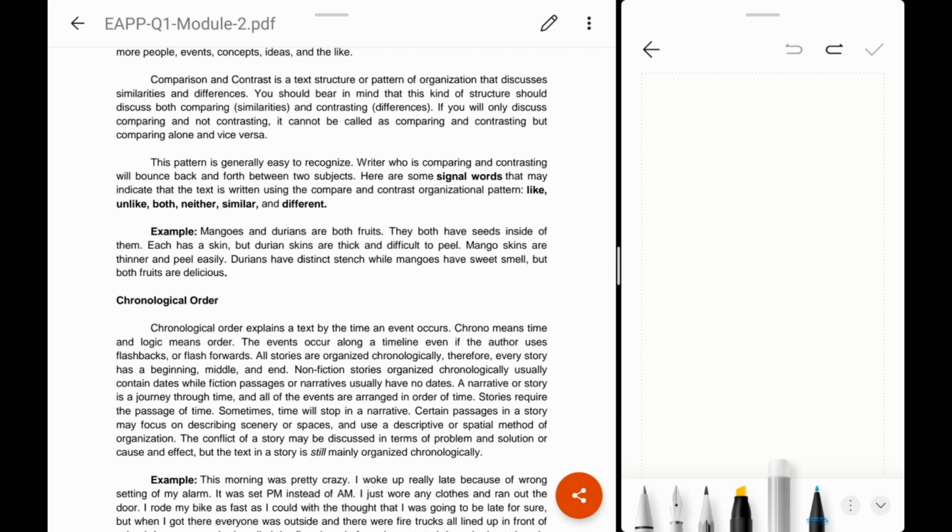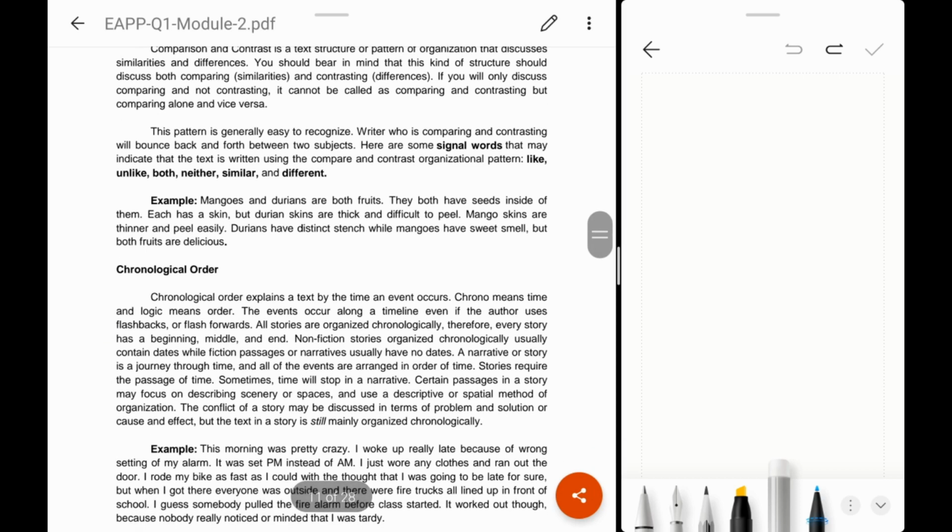It is also said here that this pattern is generally easy to recognize. A writer who is comparing and contrasting will bounce back and forth between two subjects. Here are some signal words that may indicate that the text is written using the compare and contrast organizational pattern. So these words are like, unlike, both, neither, similar, and different.